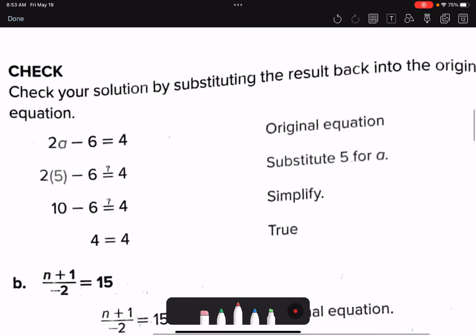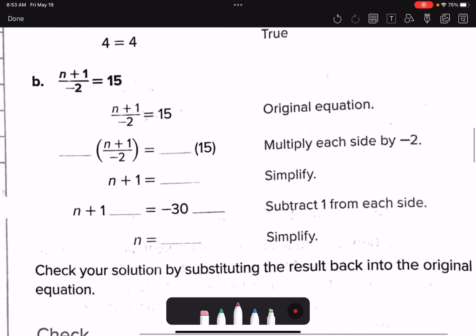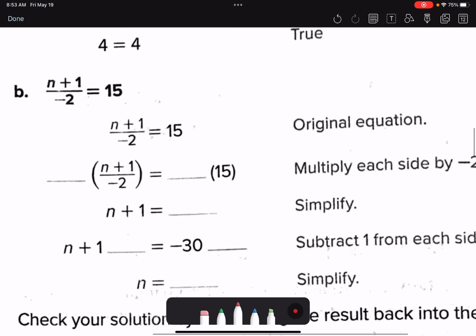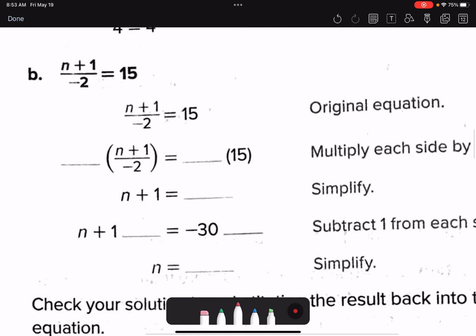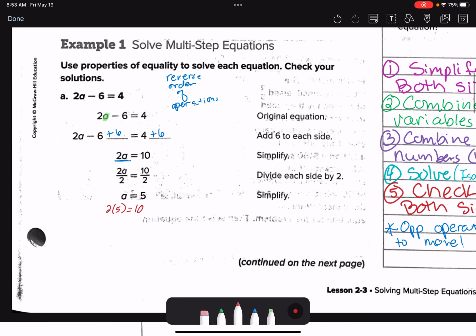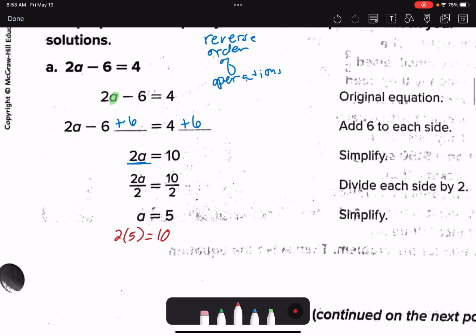All right, let's go ahead and look at this problem here. And this is just them doing what I just did with that. Let's go ahead and look here. Oops. Go back.